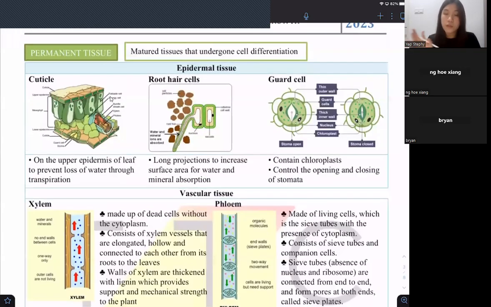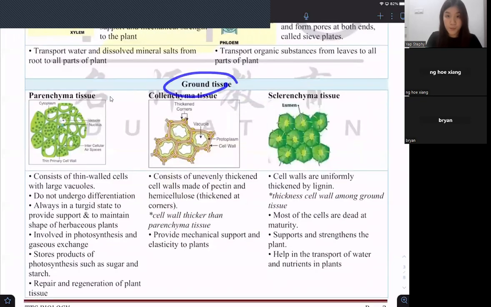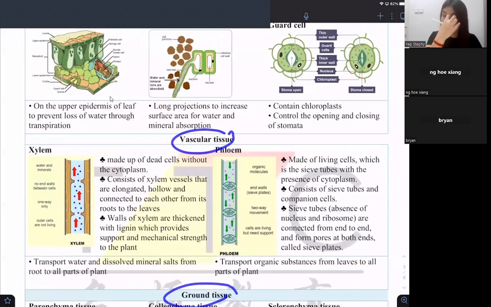So for the next one, we go to the permanent tissue. Permanent tissue has two characteristics. First, mature tissue and undergone cell differentiation. So just now I said already, this type of tissue all have a specific structure and a specific function. And inside the permanent tissue, we have three groups. The first one, epidermal tissue. Second, vascular tissue. And the last one is ground tissue. So you can see the examples inside one by one.